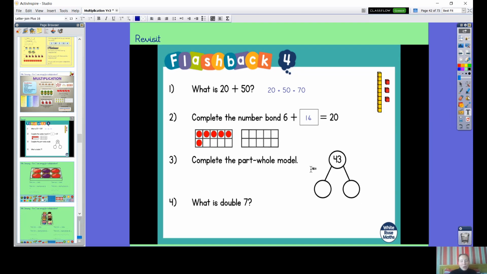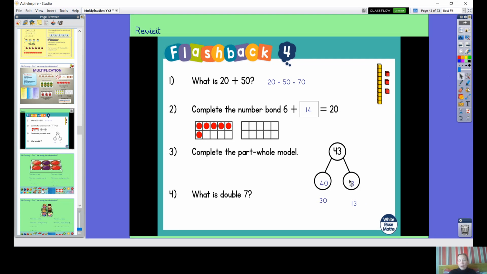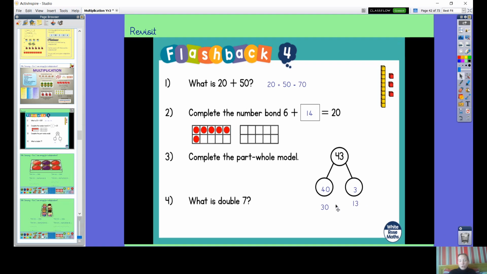Now it says complete the part whole model. You could probably do this in lots of different ways. The first way I think you would probably do it is to say there are 4 tens, so that means 40, and 3 ones. I could have said, though, I'll have 3 tens, which is 30. If I put a 10 over here, I could have 13. Check with your adult to see if yours is correct. Doesn't matter which way you've done it, as long as you've completed it correctly.